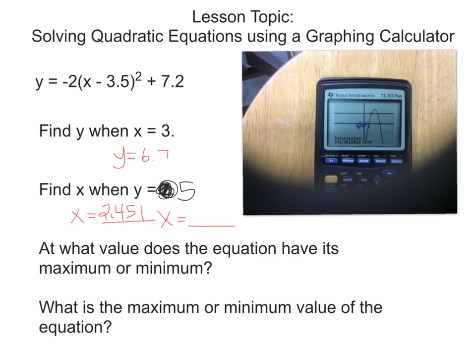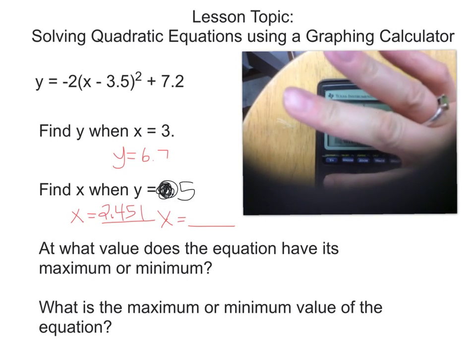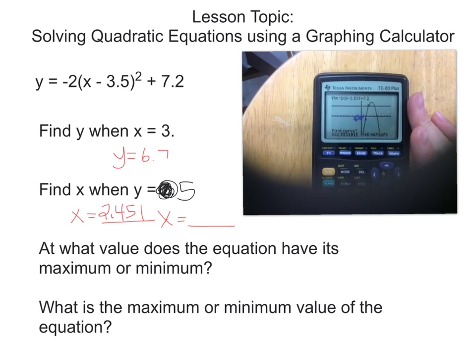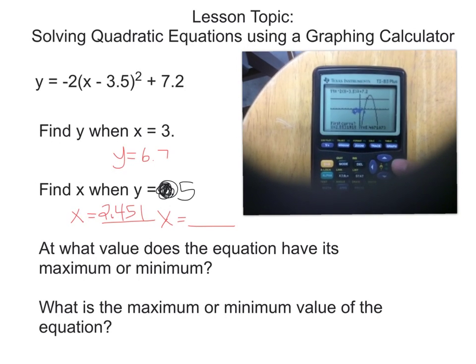So what we need to do is go through that same motion: second, calculate again, and we want to go to intersect again, so go down to 5. And now, before you hit enter, enter, enter, this is very important: you need to use this arrow button right here to move around the parabola.